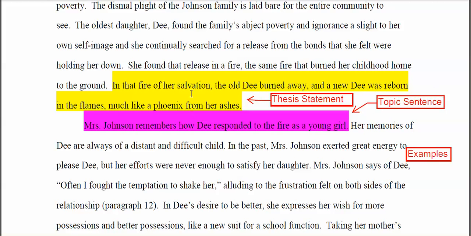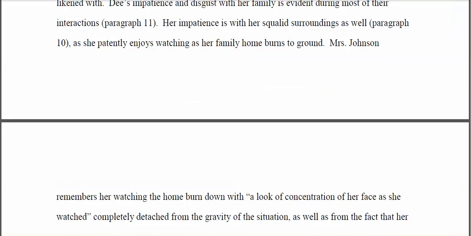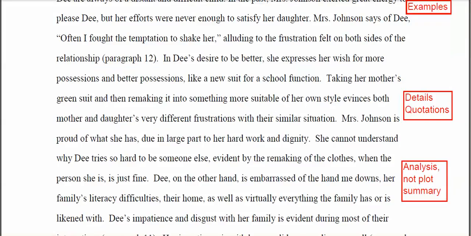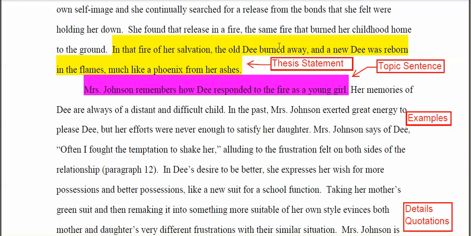Take a look at the first topic sentence. "Mrs. Johnson remembers how Dee responded to the fire as a young girl." Look at her thesis statement: "in the fire of her salvation." Let's go down to the next topic sentence. "After the fire, Dee continued her vitriolic malevolence towards her family and her community." In her thesis statement, she argued that the old Dee burned away.